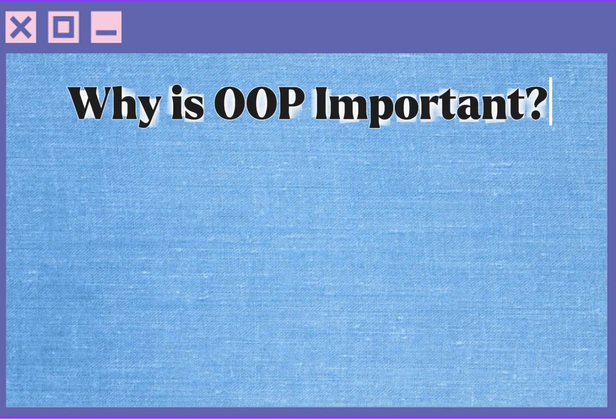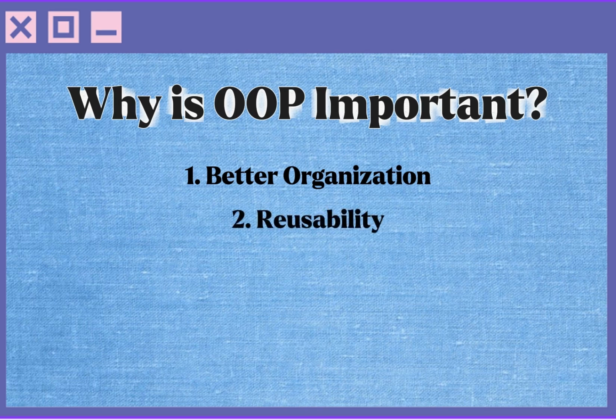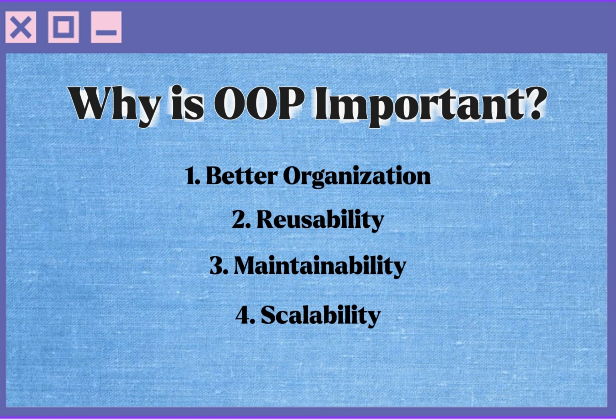So why is OOP important? First one is for better organization. Code is structured around real-world entities, making it more intuitive. Second is reusability. Classes and methods can be reused across projects through inheritance and modular design. Third one is maintainability. Encapsulation makes it easier to modify code without breaking the whole system. Fourth is scalability. Large and complex systems are easier to manage and extend. Fifth, and the last one, is collaboration friendly. Different developers can work on different objects or classes independently.